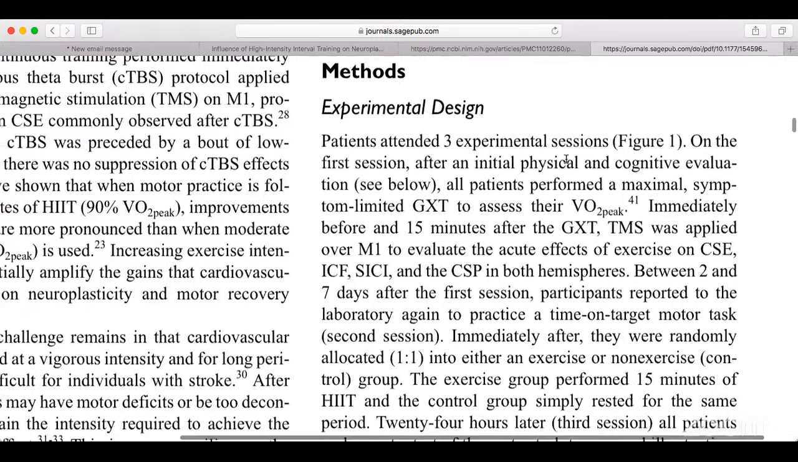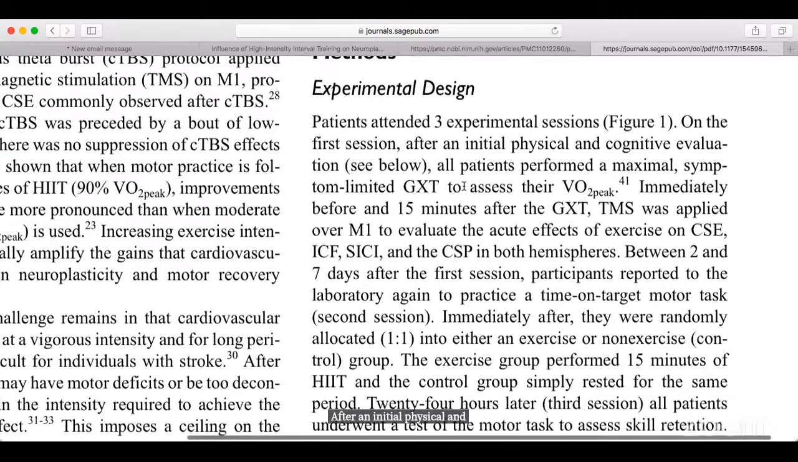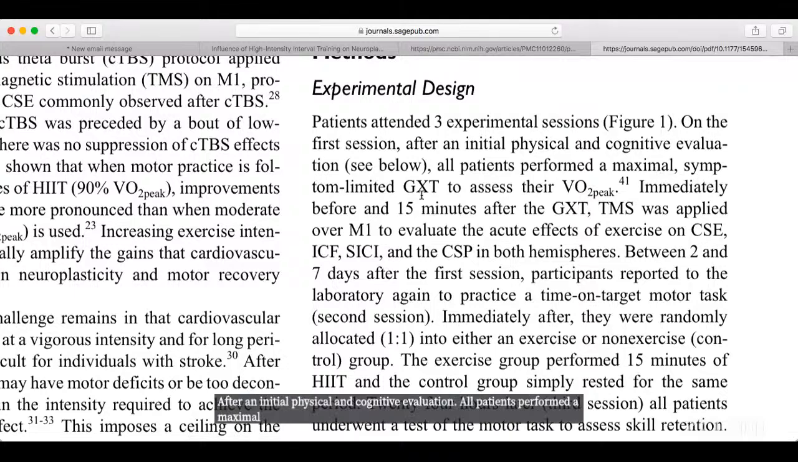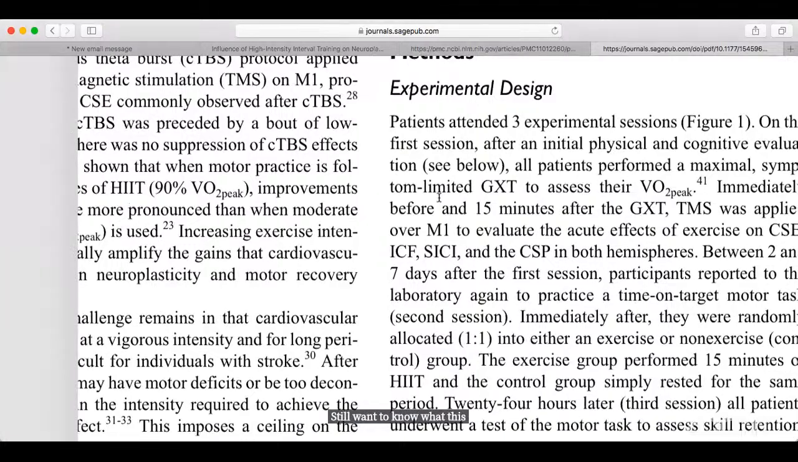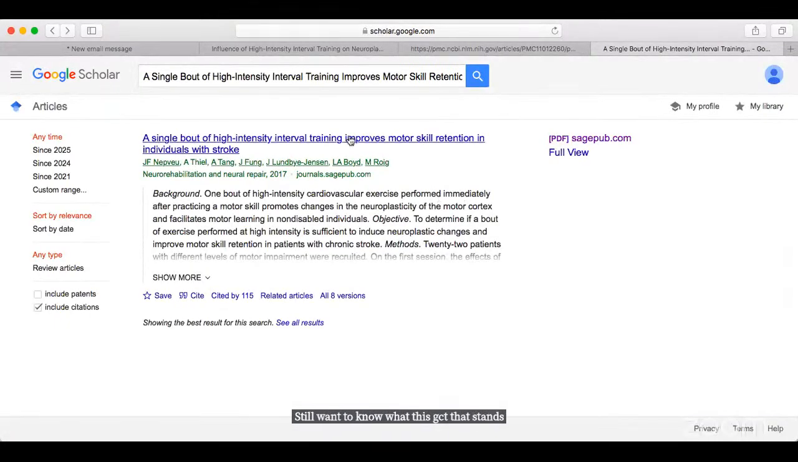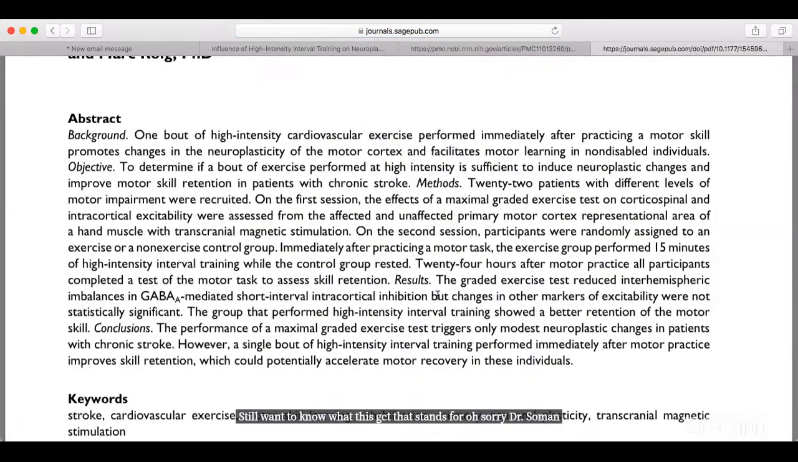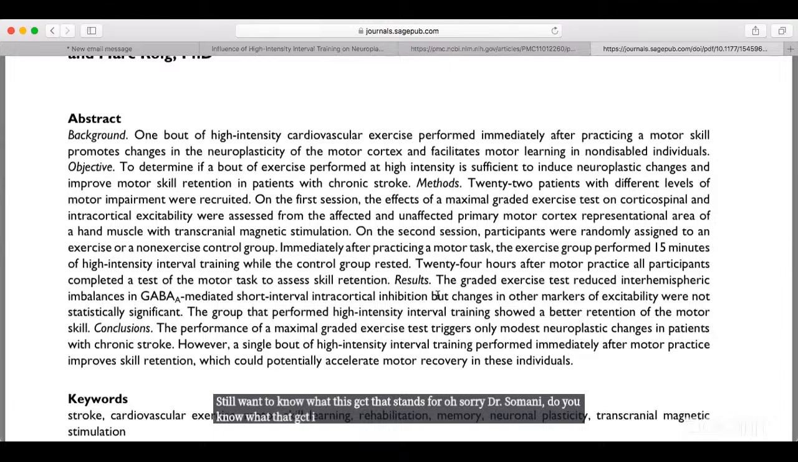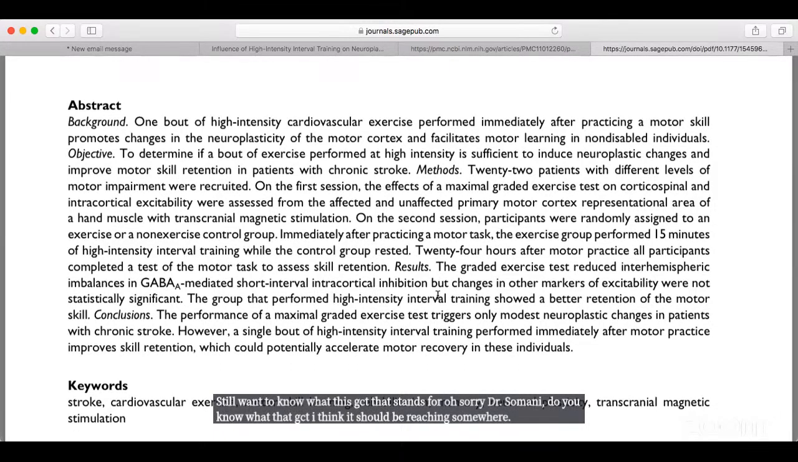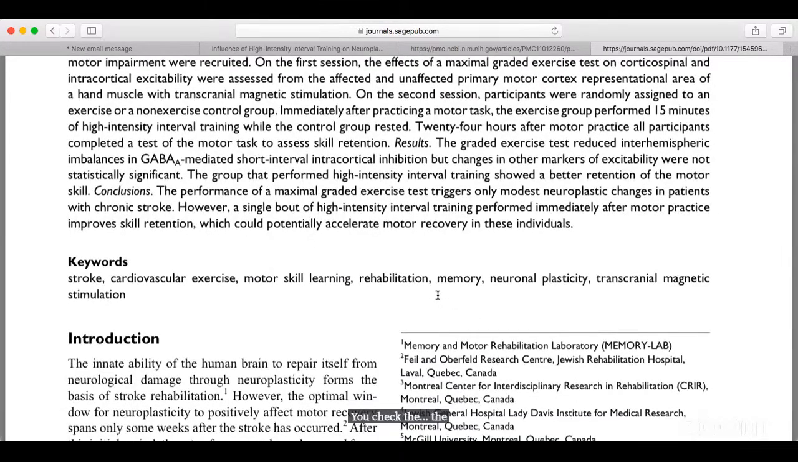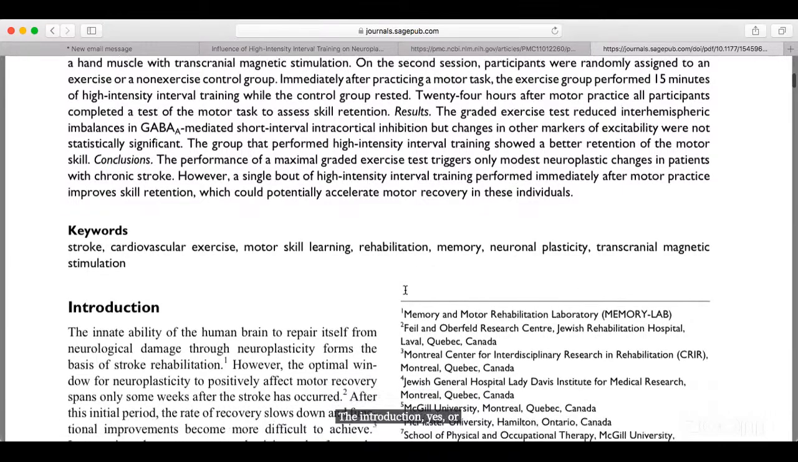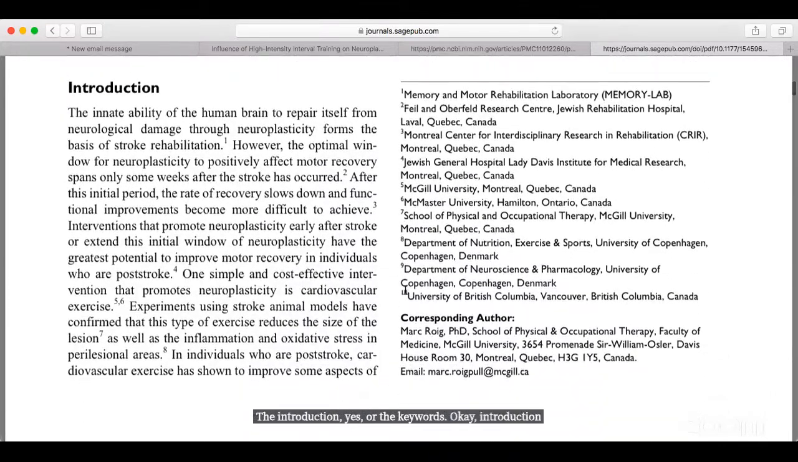After an initial physical and cognitive evaluation, all patients performed a maximal symptom-limited GXT. Still want to know what this GXT stands for? Dr. Somani, do you know what that GXT is? I think it should be written somewhere. Check the introduction, yes, or the keywords.